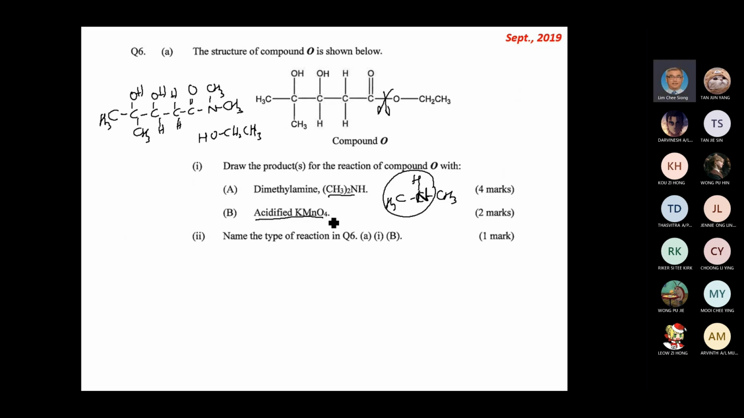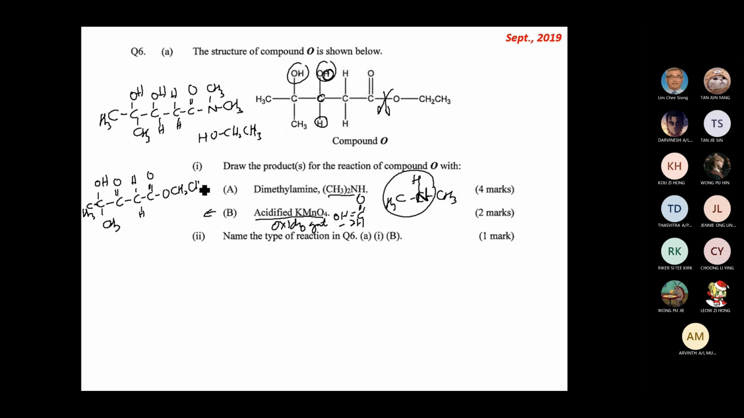Done. Acidified KMnO4. So this one is the conversion of OH to C double bond O. But be careful, you must know about the oxidizing agent going to remove 2H. Although the C with the 2H attached, H number 1, H number 2 are going to be removed. C with the OH and none of the H here, oxidizing cannot happen. So the end compound can be like this. Understand? Okay. Name the type of reaction that happened in Q6A1B. Under oxidizing, you know this is under the process of oxidation.